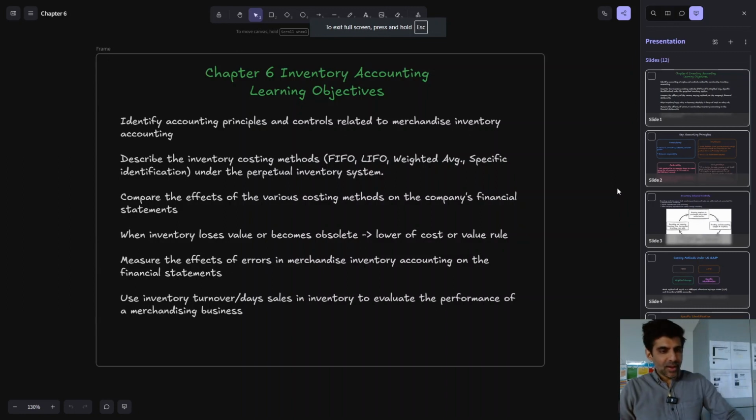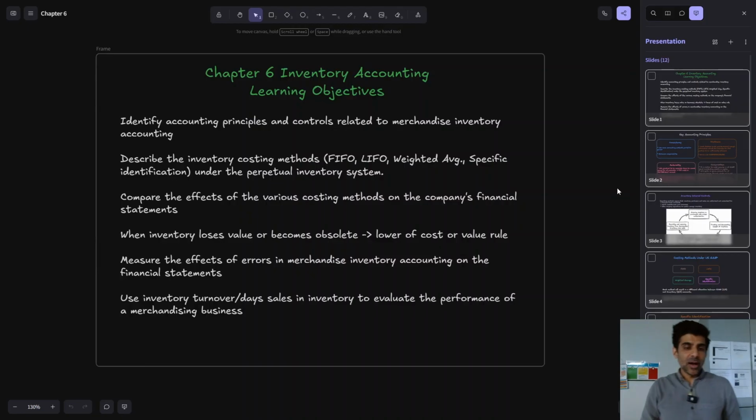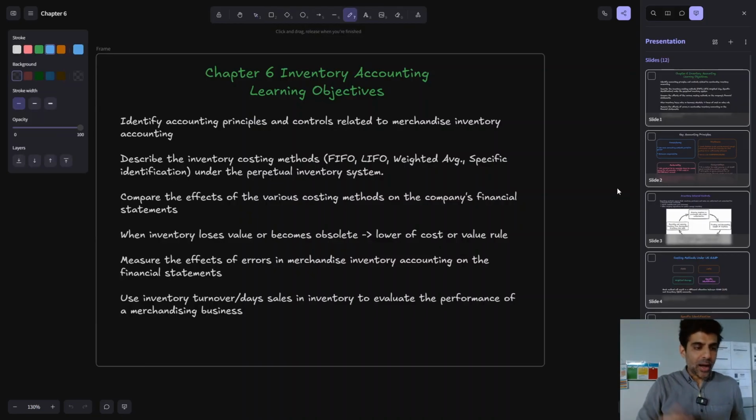Chapter 6, we're going to stay focused on merchandising businesses, but we're now going to double click on one particular aspect of what we were doing in chapter 5. It's going to relate to how we do the accounting for inventory. Okay, so there are certain, and this is kind of review.